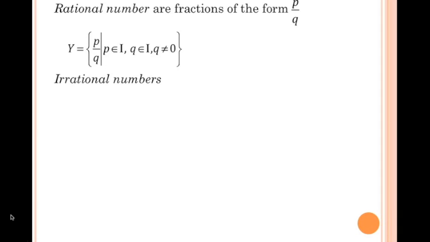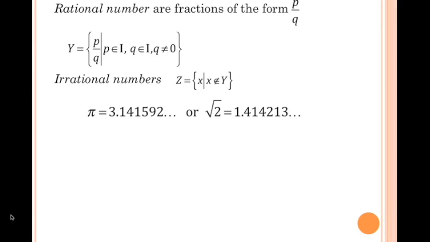Rational numbers are fractions of the form p over q, where both p and q are integers and q cannot equal 0. You may never have 0 in the denominator. Irrational numbers are any numbers that are not rational. Irrational numbers can be written as a decimal but not a fraction.